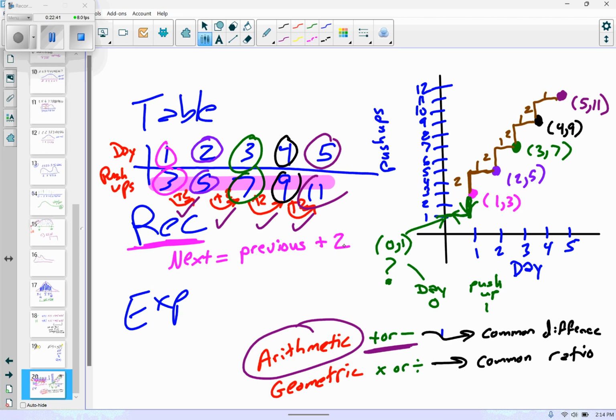So that's kind of our recursive function. We're using some words to do it. The next push-ups in this case, we can do 2 more. The next day, we do 2 more. The next day, we do 2 more.